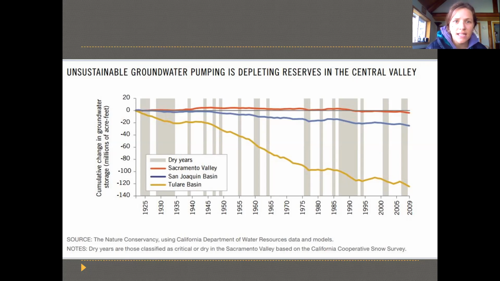And we can see that Sacramento and San Joaquin are actually a little bit more stable than the Tulare Basin, which is in the area of the Fresno, Bakersfield zone. And this is showing a much more extreme drawdown even than those other areas that I've already mentioned. So again, this is a very well documented issue that we have a lot of concern about.